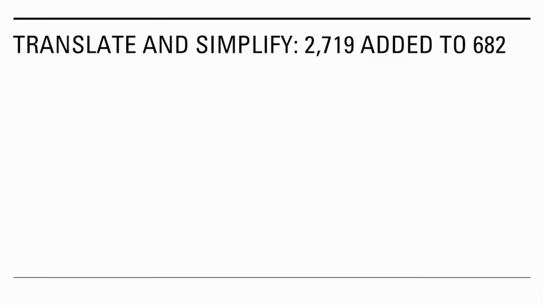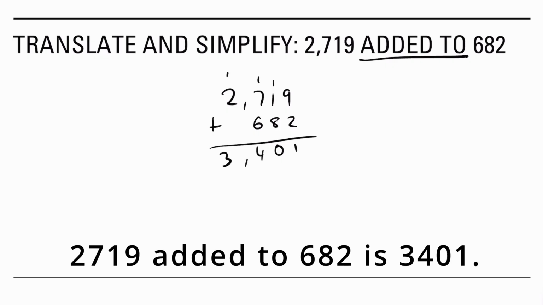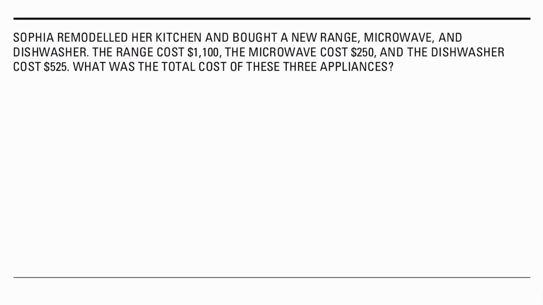So translate and simplify. So we've got added to again. So we know we're adding two numbers together. And so we end up with 2,719 plus 682. So we get 9 plus 2 is 11. 1 plus 1 is 2, plus 8 is 10. 1 plus 7 is 8, plus 6 is 14, add the 1. 1 plus 2 is 3. And so we end up with 2,719 added to 682 is 3,401.